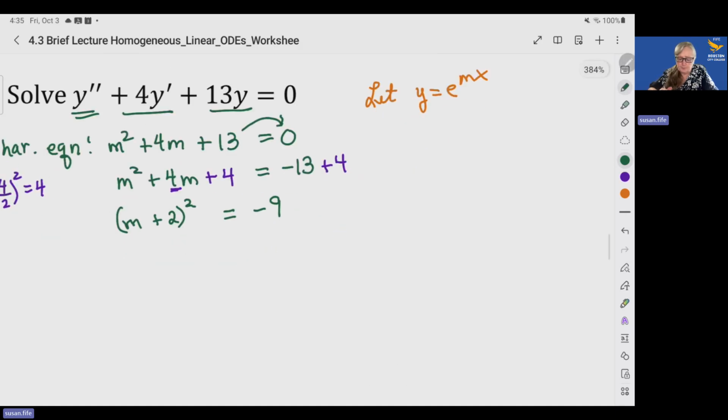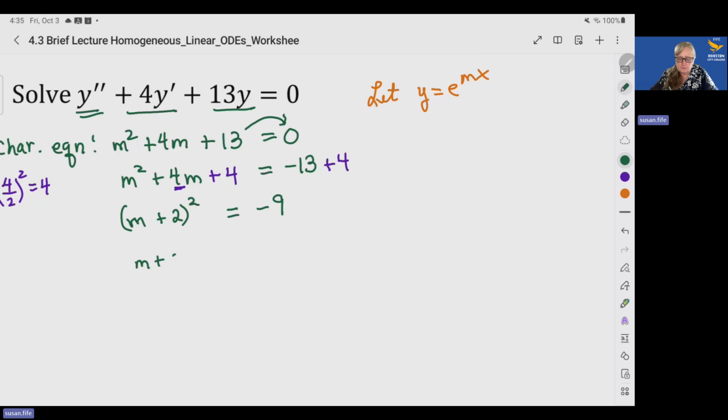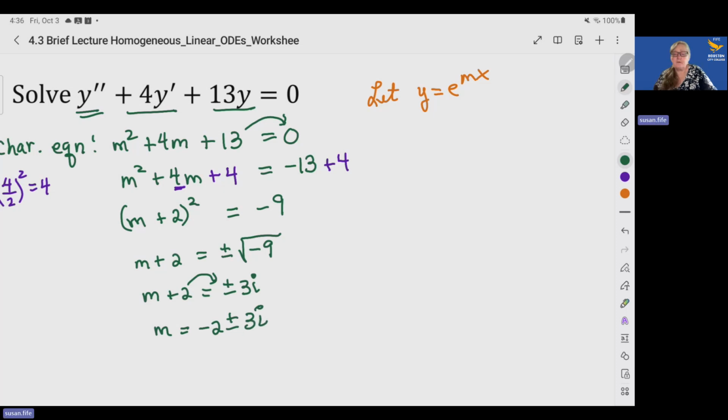Apply the square root property to get m plus 2 equals plus or minus the square root of -9. The negative under the radical gives you a complex number, gives you i, and the square root of 9 is 3. So this gives you m plus 2 equals plus or minus 3i. And then bring that 2 over to the right side to get -2 plus or minus 3i. You have complex solutions.